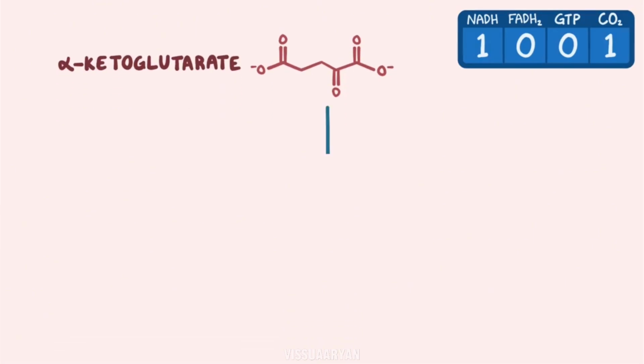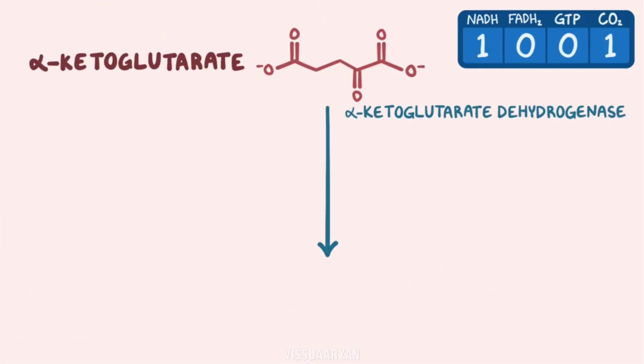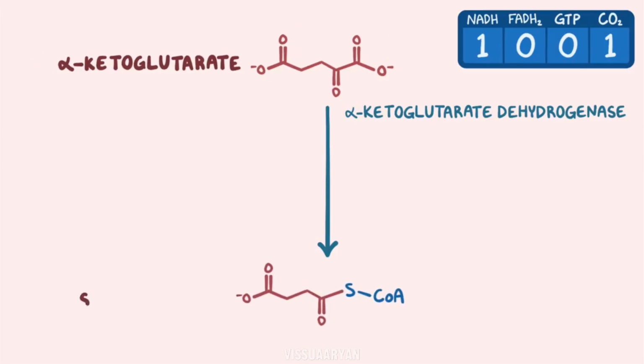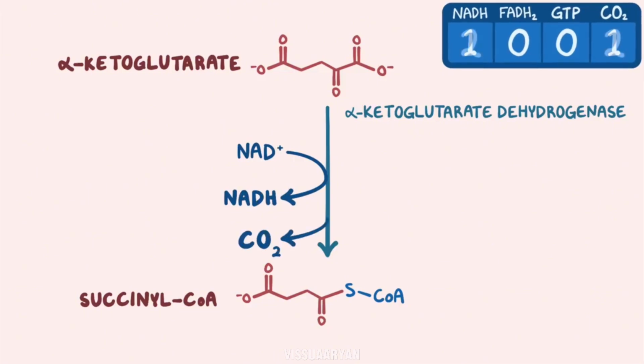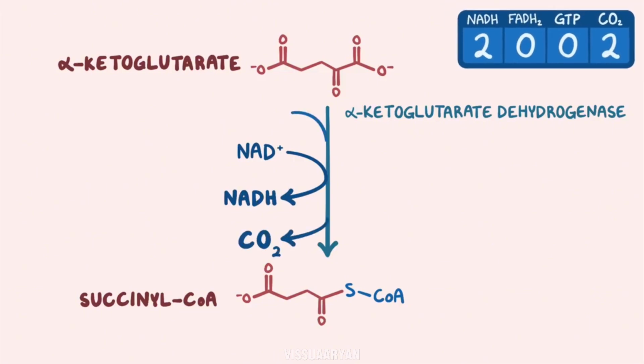Next, another dehydrogenase called alpha-ketoglutarate dehydrogenase converts the 5-carbon alpha-ketoglutarate to the 4-carbon succinyl-CoA, which releases our second molecule of NADH and carbon dioxide in the process, as well as adds our friend coenzyme A.